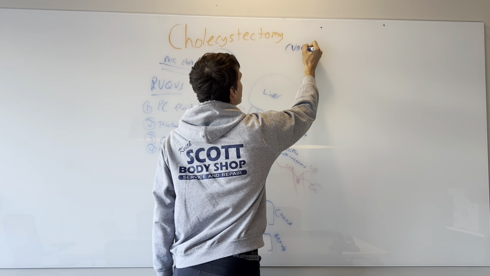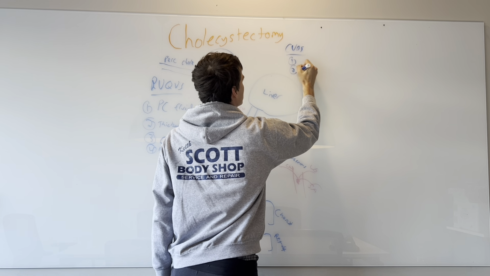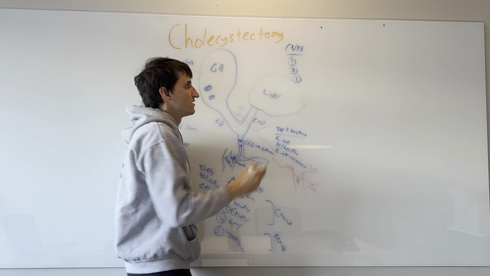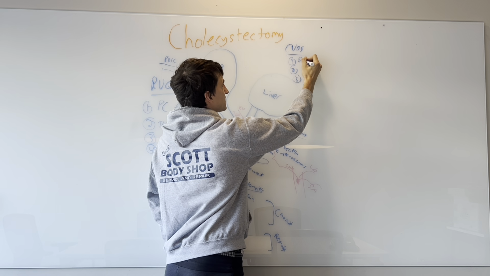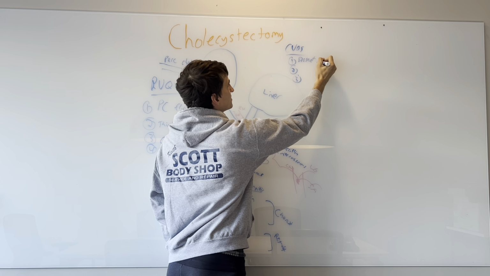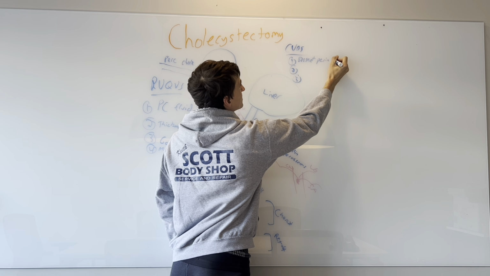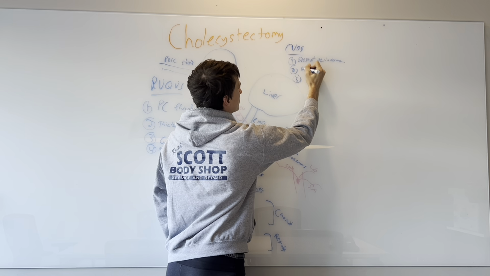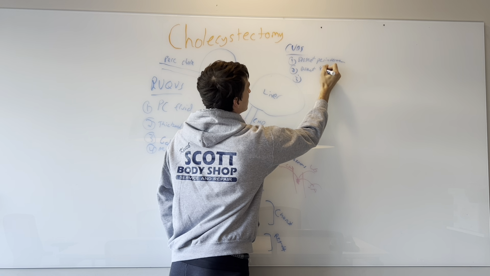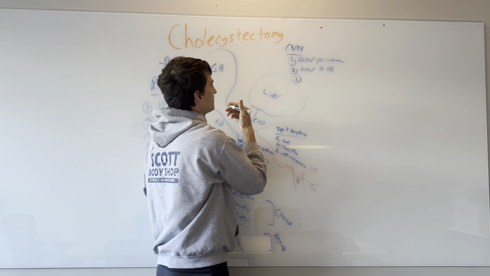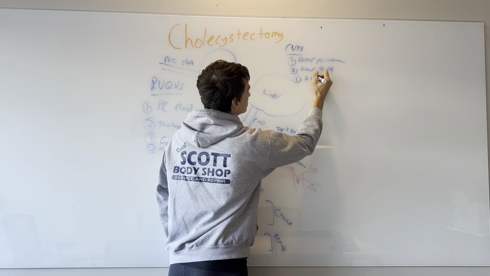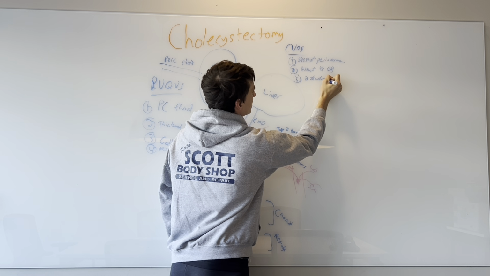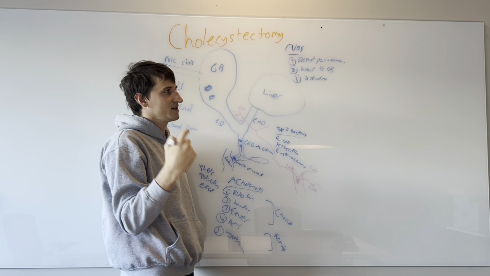Critical view of safety. 3 steps to obtain critical view of safety. 1, dissect the peritoneum off of the gallbladder. Then you want to dissect the lower third of the gallbladder off of the liver. And then you want to see 2 structures, and only 2 structures going into the gallbladder.